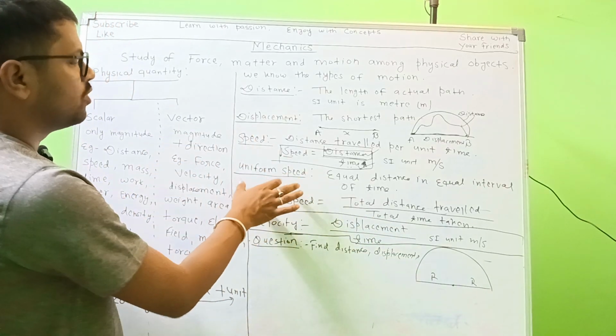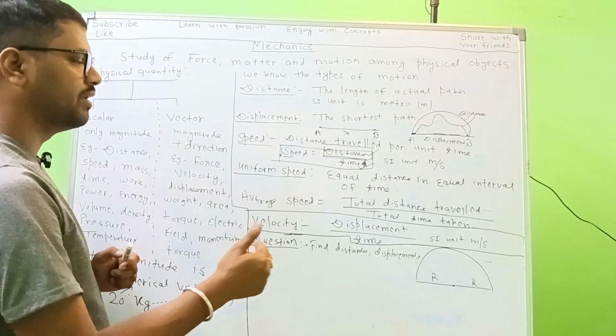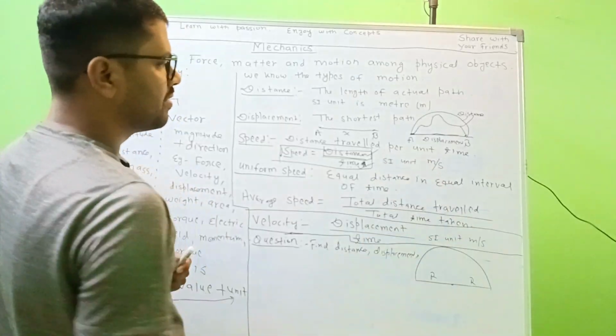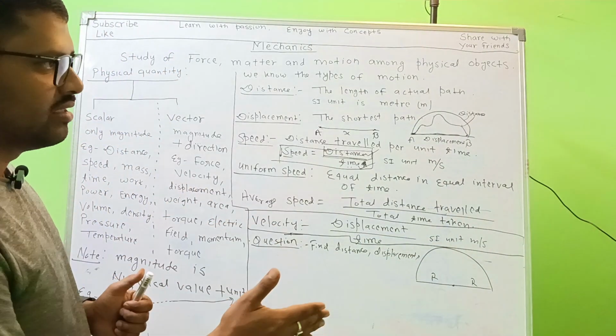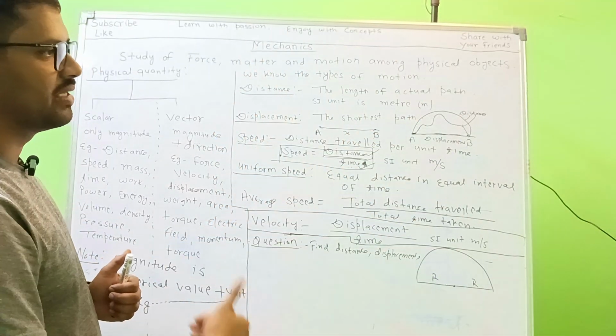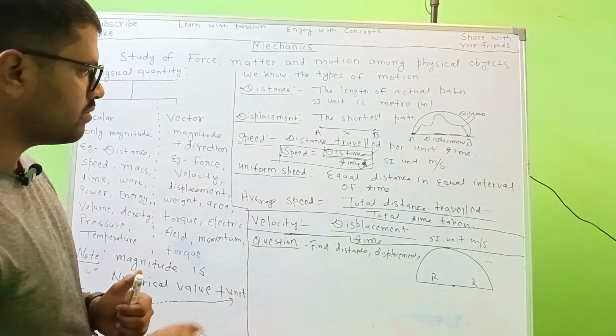And non-uniform speed, that is our regular day-to-day life. When we move, we cover different distances in equal intervals of time. Suppose every hour we cover sometimes 200 meters, sometimes 500 meters, sometimes 1000 meters. So that is our non-uniform speed.